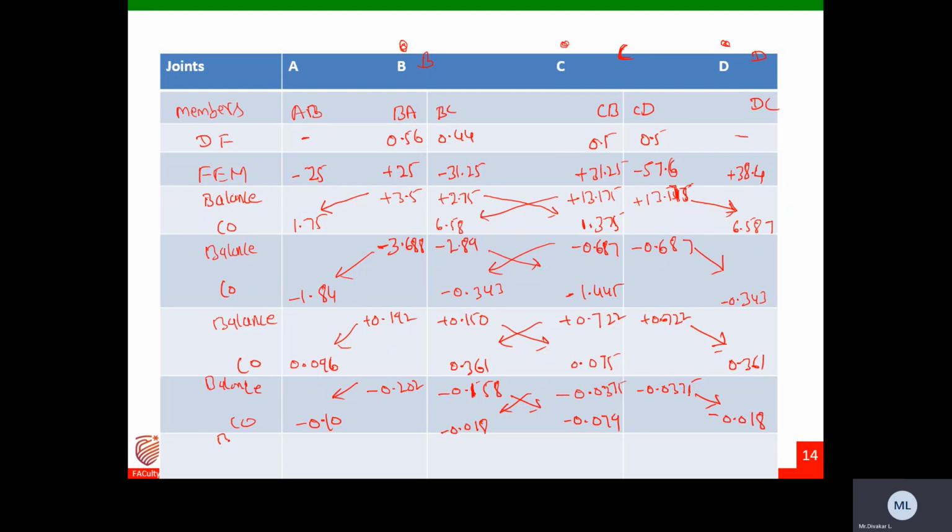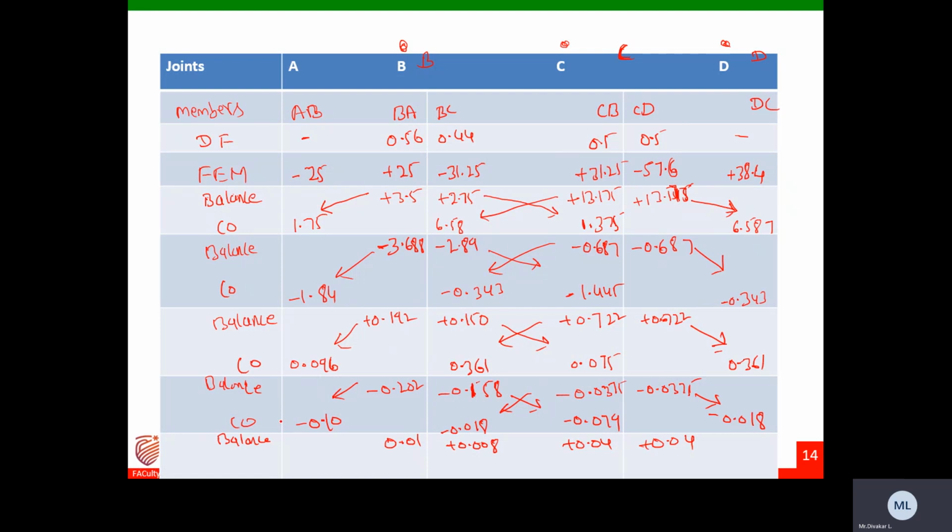Now let us do the balance once again. So if you do the balance, it will be 0.01 and it will be plus 0.008, and this will be plus 0.04 and this will be plus 0.04.